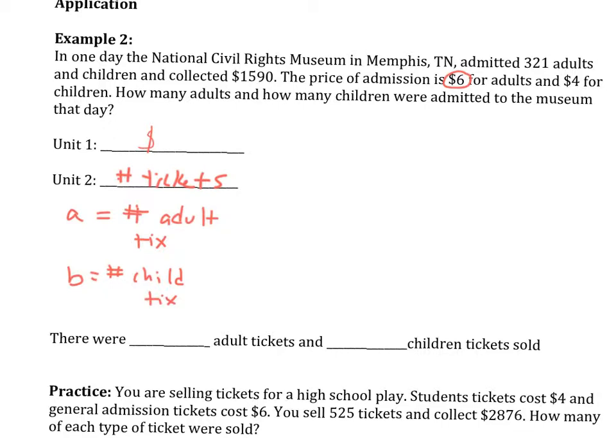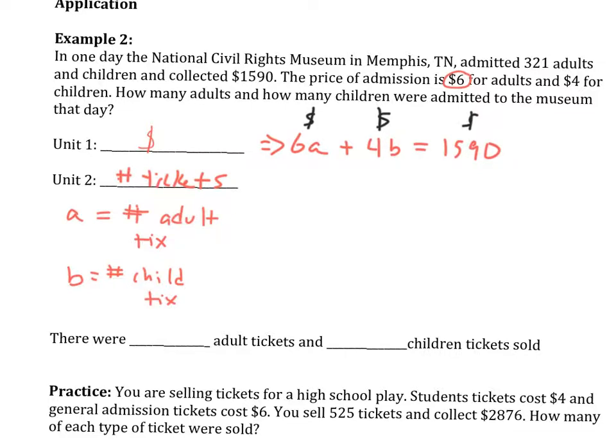Okay, so that looks like this. $6 times the number of adult tickets plus $4 times the number of children tickets, and you could use C for children, maybe that would be more logical. And I'm going to say in the end, that's going to bring me in $1,590. So notice that each of these are dollar signs. You don't need to write that in. That's a dollar sign, and that's a dollar sign.